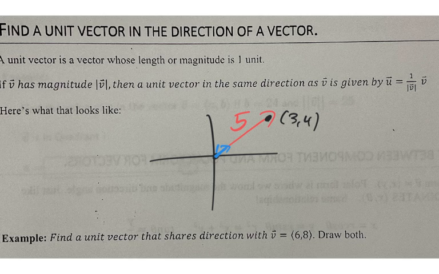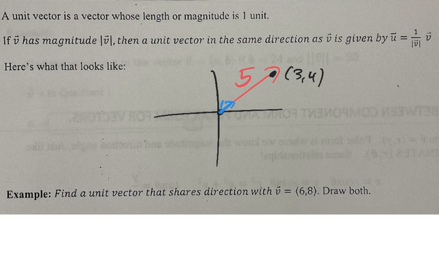Does that make enough sense? It keeps the same direction, just changing the magnitude. So we need to find out what 3 and 4 would be if the radius was 1. It'd be 3 over 5. That's exactly correct. This would be at 3 over 5, 4 over 5. Because I just multiplied those components by 1 over the original magnitude.